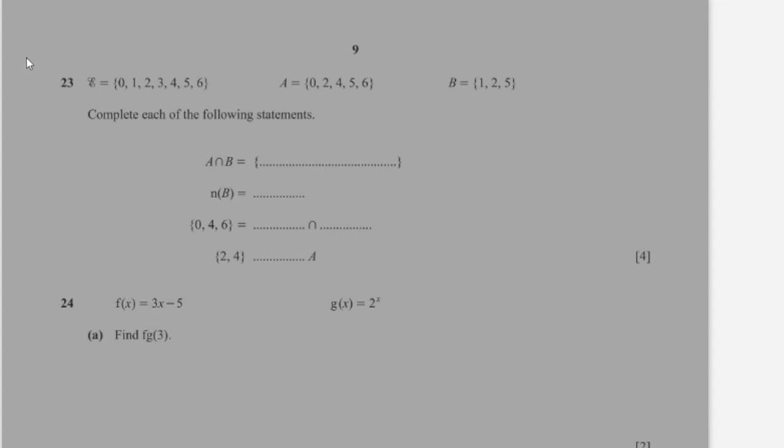Question 23. We have a universal set, another set A, and a last set B. Complete each of the following statements. A intersection B: here we need to write down the values which are present in both of the sets, A and the second set, B. So here we have 2 and 5.